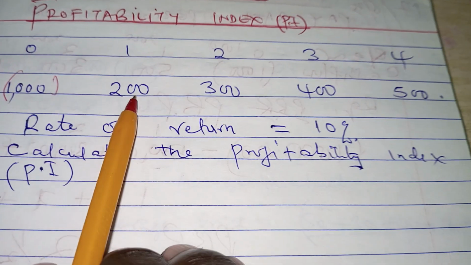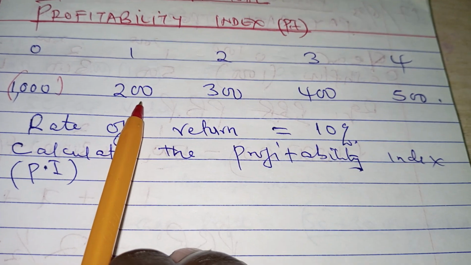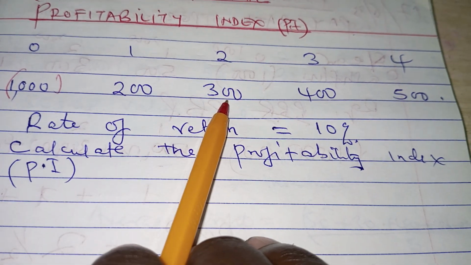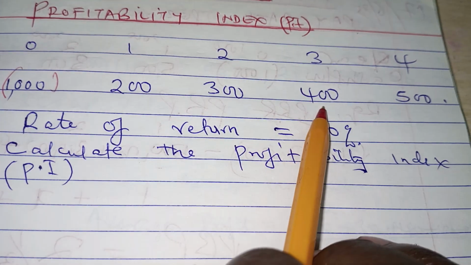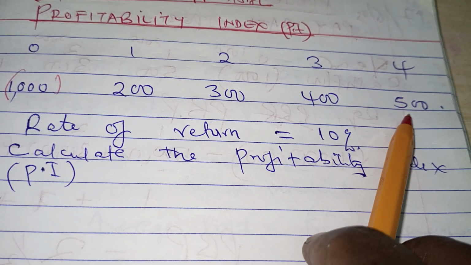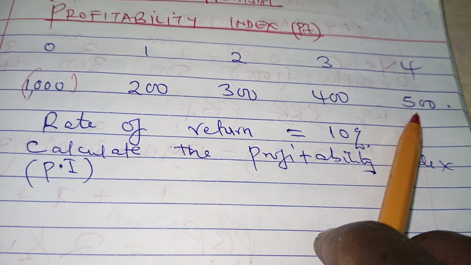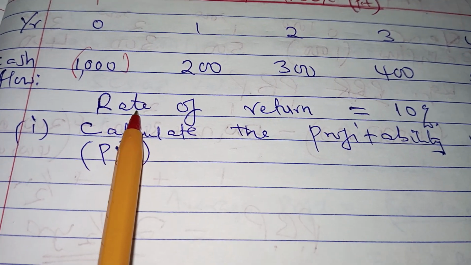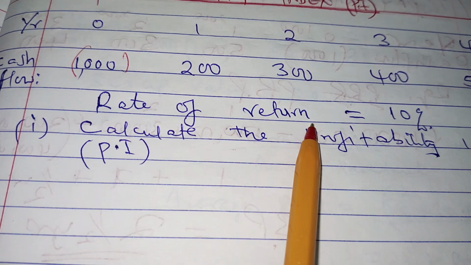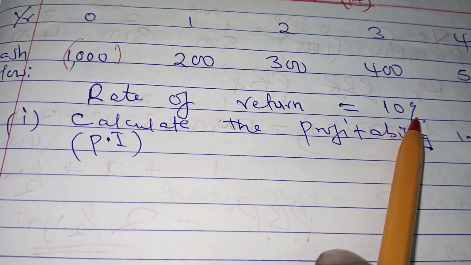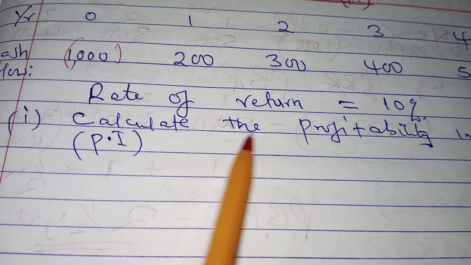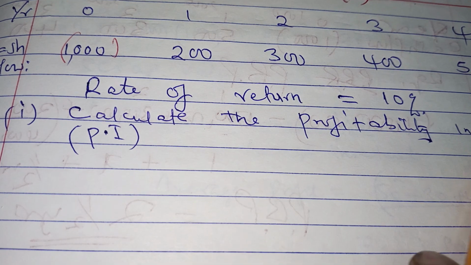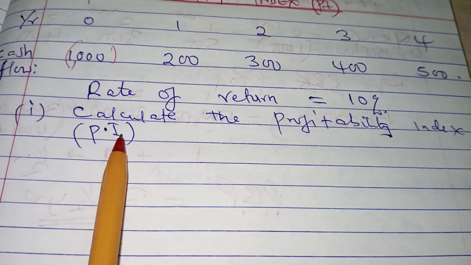And then in the first year, we are earning 200. The second year, we earn 300. The third year, we earn 400. And the fourth year, we earn 500. Now, that being the cash flow, we look at the rate. The rate of return or the interest rate is given as 10%, and we are required to find the profitability index, the PI of that project.